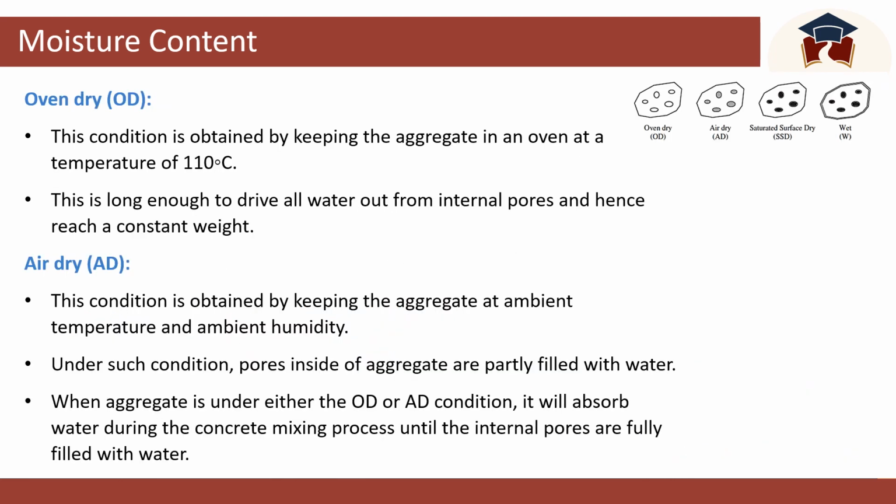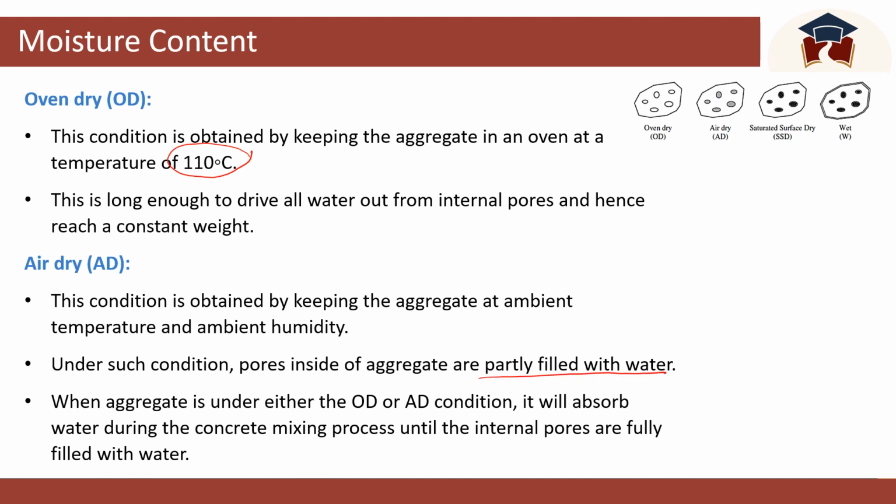Let's see these four moisture conditions in more detail. Oven dry condition is obtained by keeping the aggregates in an oven at a temperature of 110 degrees Celsius. This is long enough to drive all water out from internal pores and hence reach a constant weight. Air dried condition is obtained by keeping the aggregates at ambient temperature and humidity. Under such condition, pores inside of aggregates are partially filled with water.